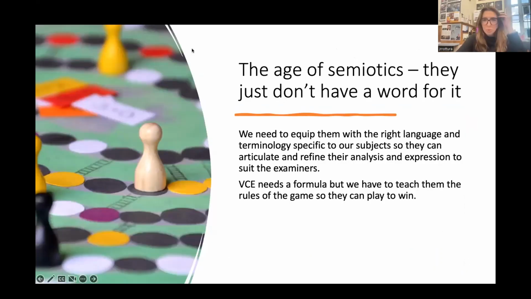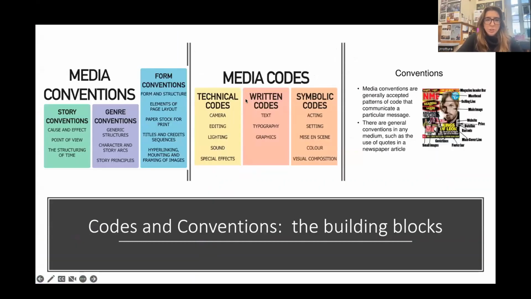We're in the age of semiotics, but they just don't realize it. We need to equip them with the linguistic features to be able to articulate what they're doing so that they can still achieve their best. So codes and conventions are words that I'll keep using a lot of, because it's the language that we as English teachers and media teachers use to describe these things. So put simply, we talk about technical and written codes and symbolic codes, the same with conventions.